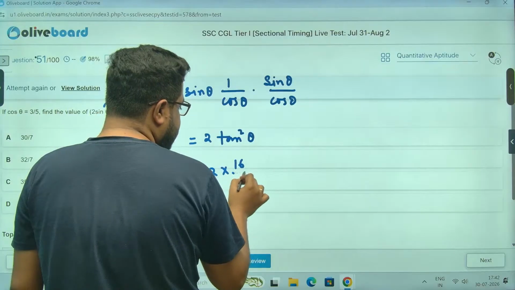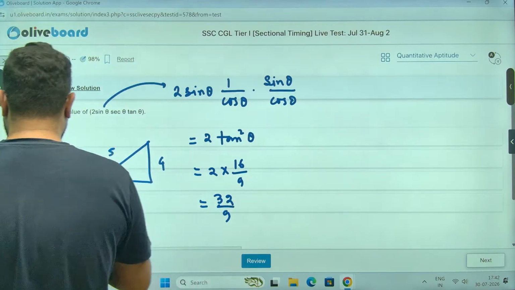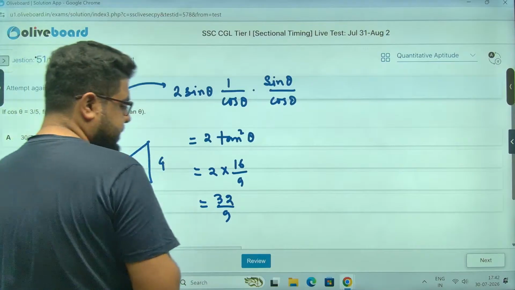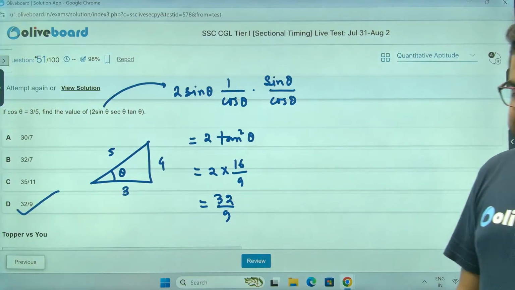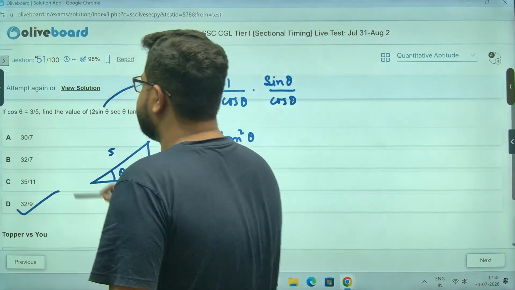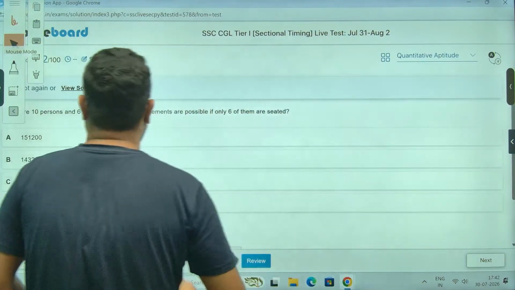So square of that is 16 by 9. So 32 over 9 will be the correct answer. Option number D, 100% is your correct answer. Very simple. Chalo, let's move on to the next one, please.